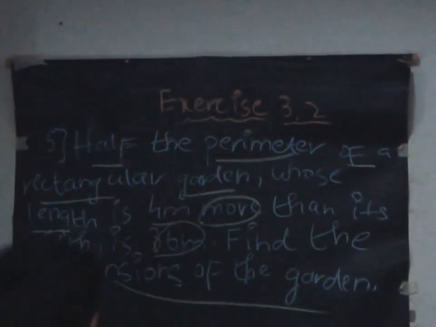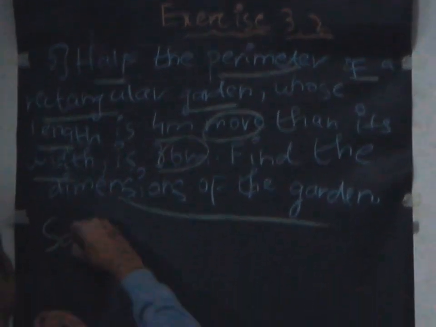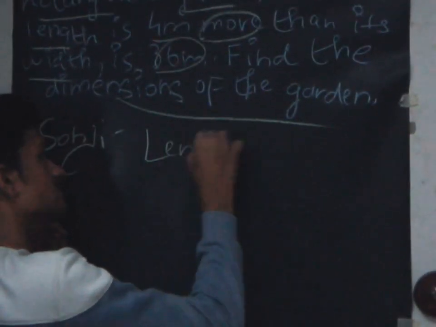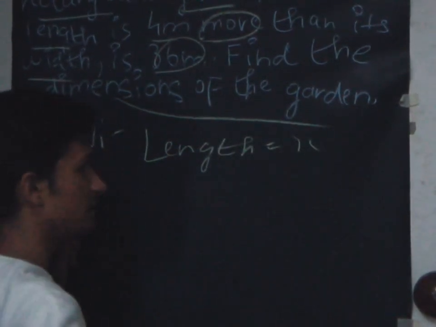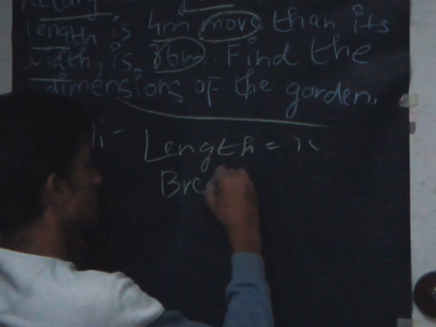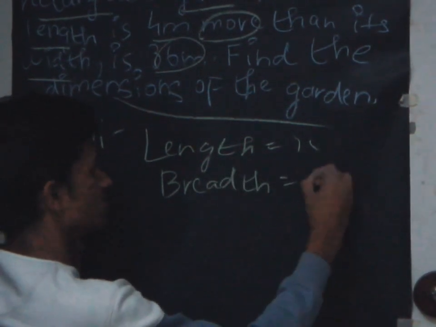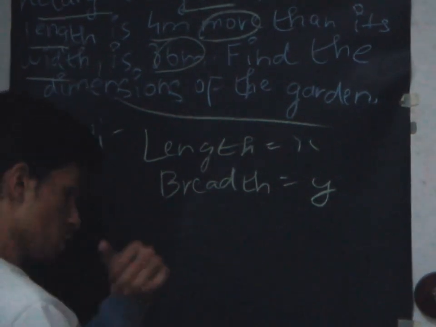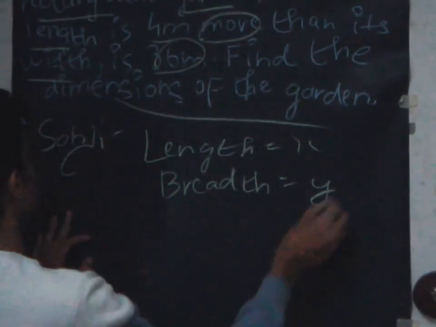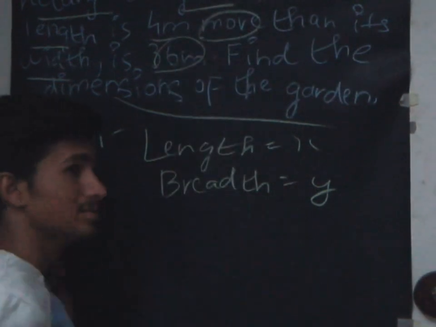Let us answer this in an easier and the simplest way. We don't know the length, so can we take the length as x? We don't know the breadth or width, so can we take the breadth or width as y? You can take that. The next step is we should form the equations now.